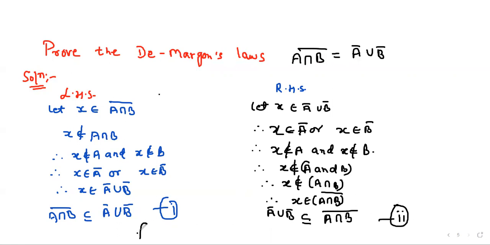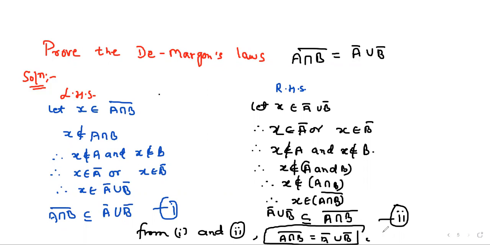So from first and second, we can say that (A intersection B) complement is equal to A complement union B complement. This is our required proof.